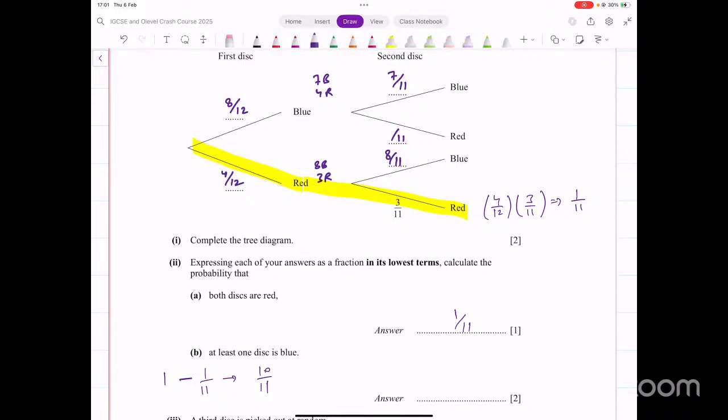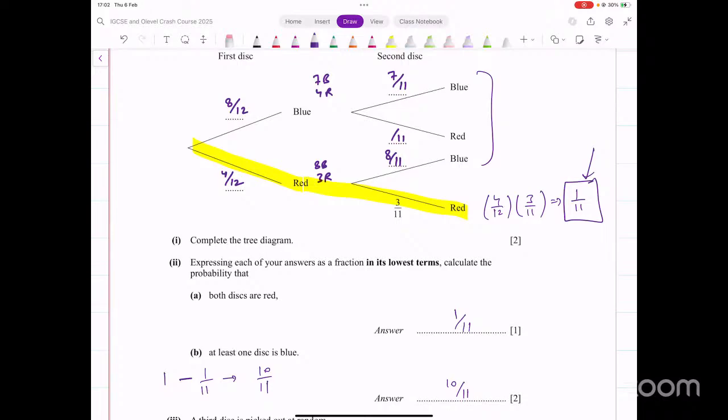The probability of both being red was 1 out of 11. In all the other 3 cases, at least one of them is blue. So what is going to be their sum? That is going to be 10/11. So you just subtract this first answer from 1, and you would get this result directly. You would not have to calculate all of them separately.